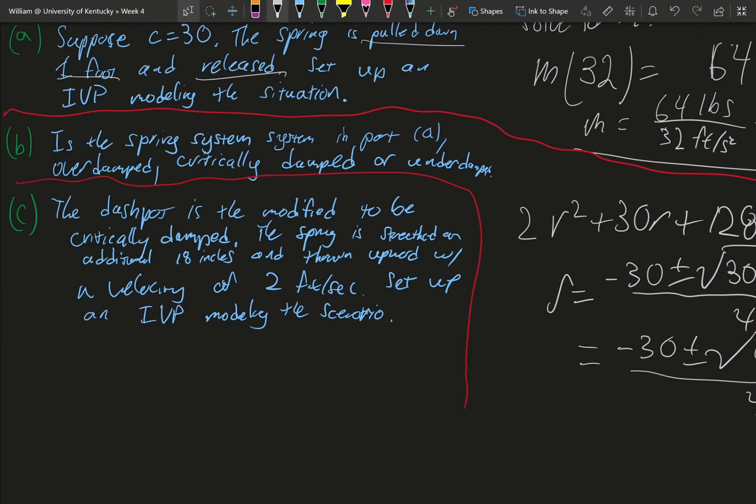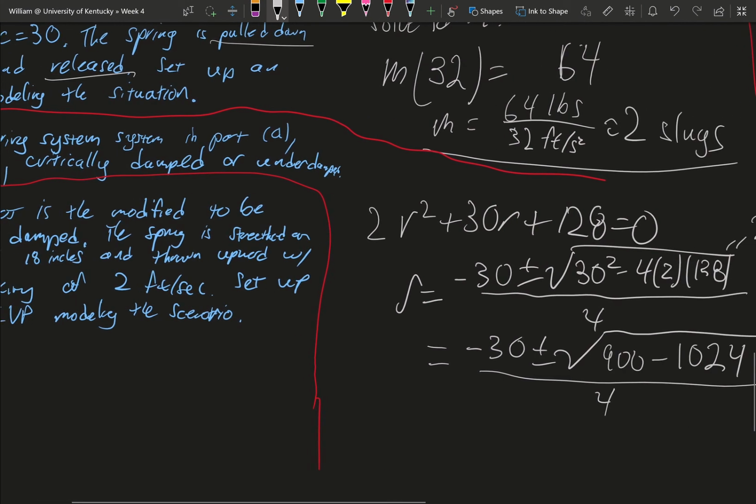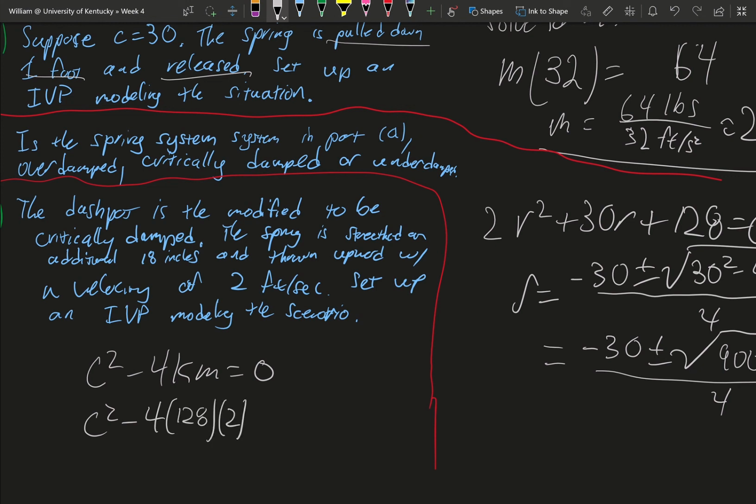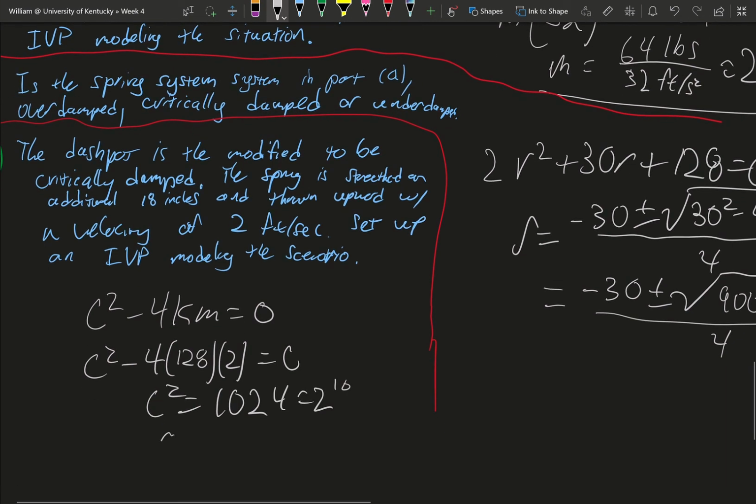So for our next part, we want to see for what C we are going to get critically damped. So looking at this part, we have C squared minus 4 times K times M equals 0. So C squared minus 4, K is 128, and M is 2. C squared equals 1024, which is 2 to the 10th. And so C is 2 to the 5th, or 32.